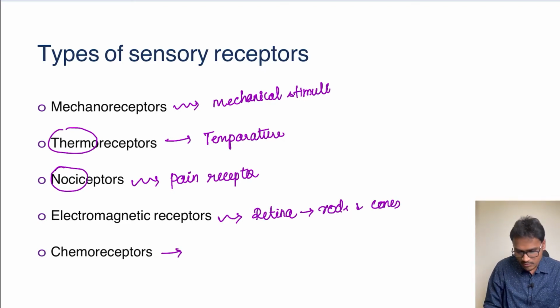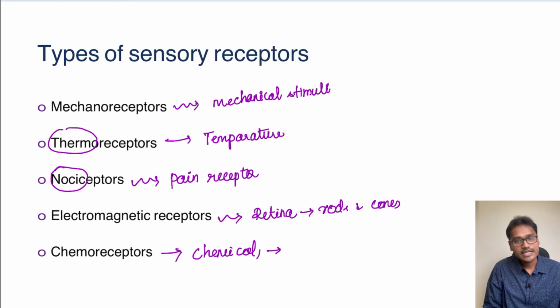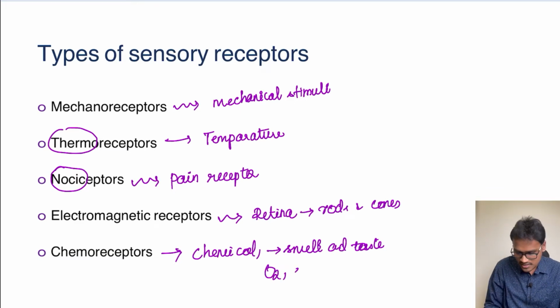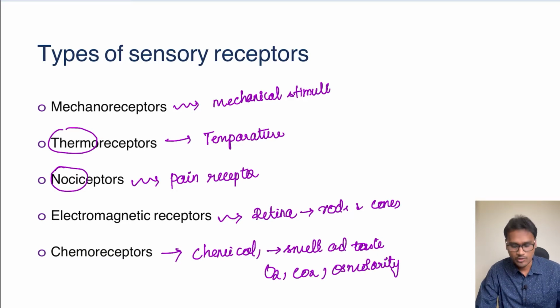Then coming to the chemoreceptors, which we have discussed in the respiratory system also. They detect chemical sensations, so chemo means chemical sensation. Basically, they detect smell and taste. Along with that, they also detect various chemical changes in the body like O2 changes, CO2 changes and osmolarity changes. All these receptors are classified under chemoreceptors.